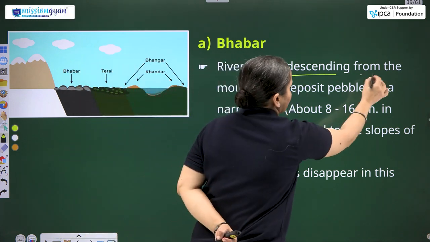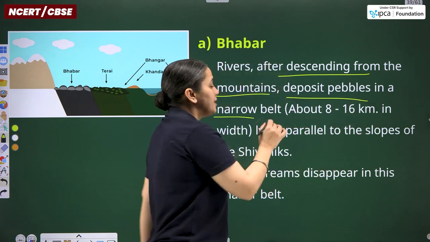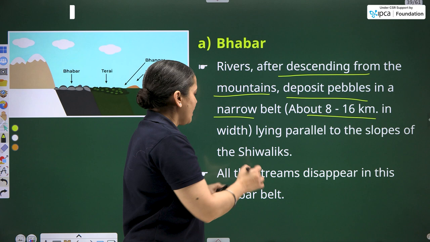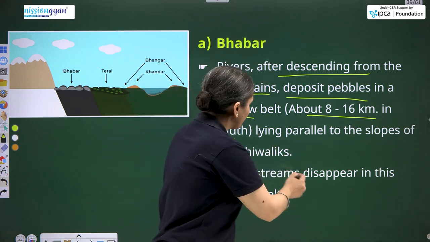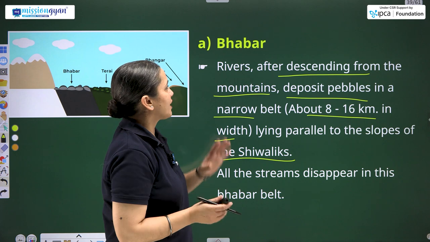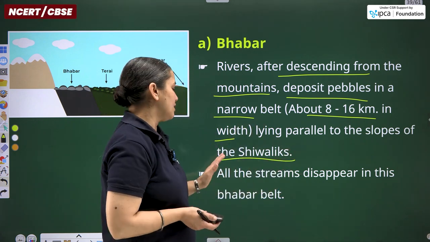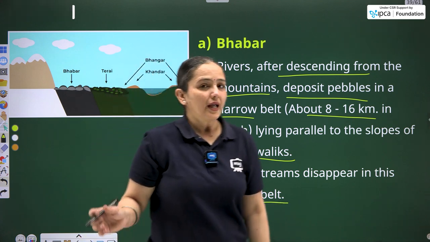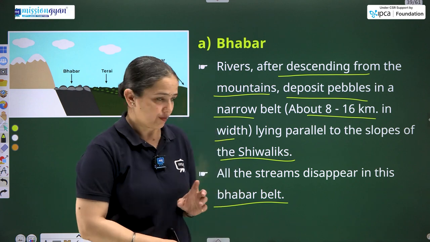Talking about Bhabar itself, rivers after descending from the mountains deposit pebbles in a narrow belt extending 8 to 16 kilometers in width, lying parallel to the slopes of the Shivalik. So where can you find Bhabar? In the foothills of Shivaliks particularly, all the streams disappear in this Bhabar belt. Again, the diagram is repeated. Bhabar is to be noted.